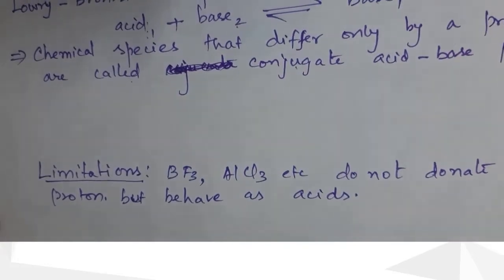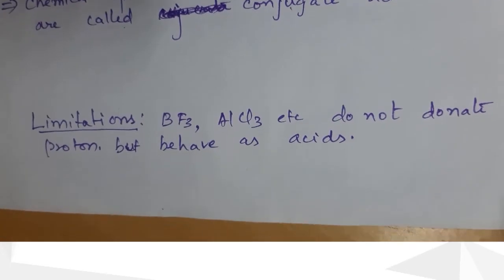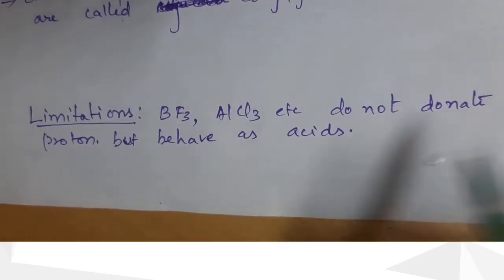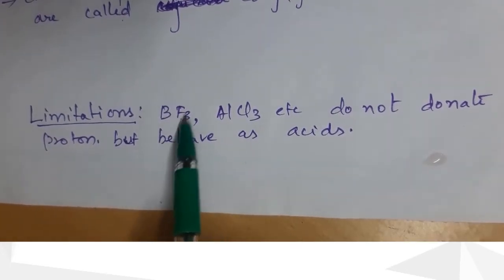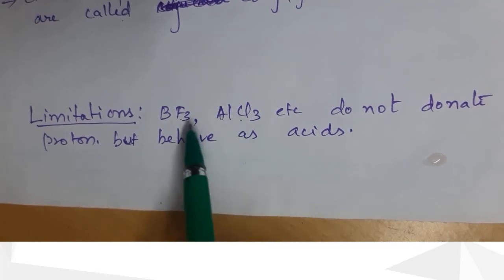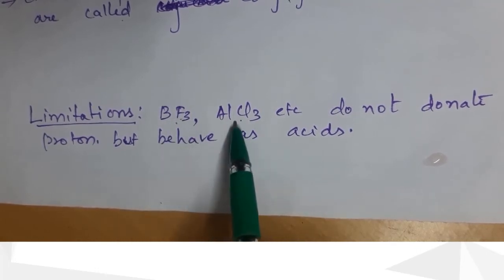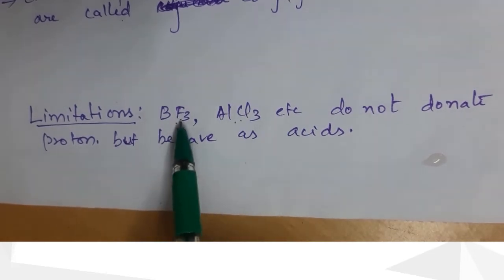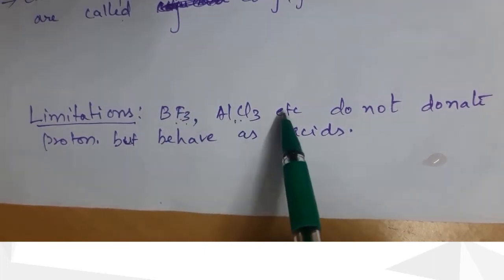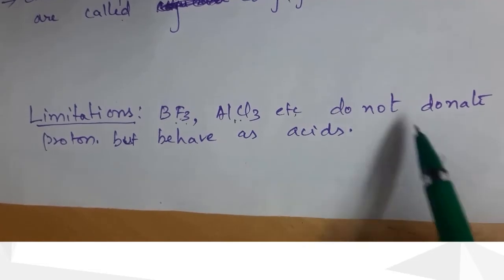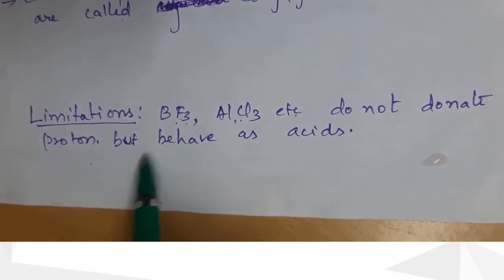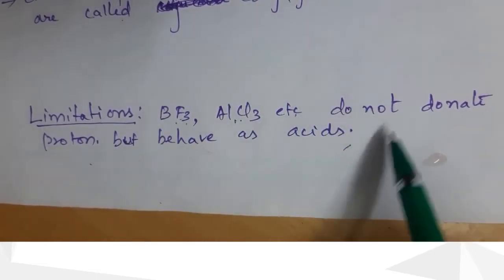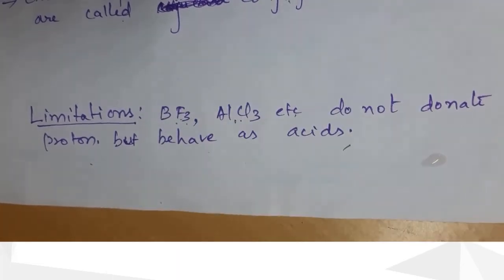The Lowry-Bronsted concept also has some limitations. For example, boron trifluoride and aluminum chloride. Boron trifluoride and aluminum chloride are in general acids, but they do not donate a proton. So BF3 does not contain a proton. So BF3 and AlCl3, like Lewis acids, do not donate a proton but behave as acids. So this cannot be explained by the Lowry-Bronsted concept.